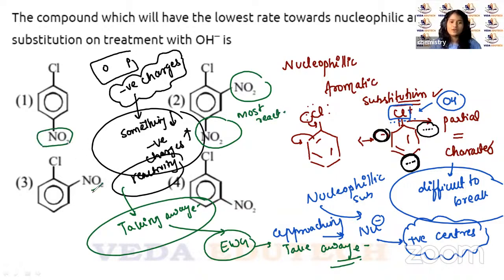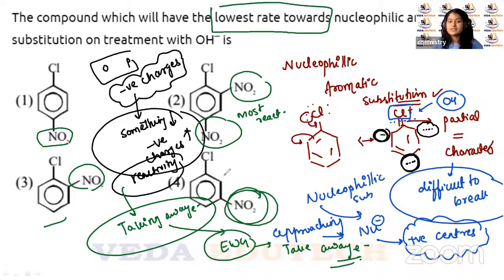These are almost equally reactive because they are having it at ortho and para, but this is having it at meta, which has very less effect. Because the negative charge is at ortho and para, but we are keeping something at meta. So this is going to cause very less effect, and it is going to have the lowest rate of reactivity.